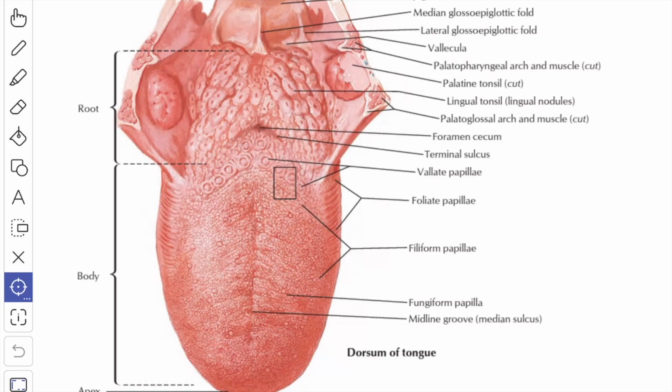The next papilla is the foliate papilla. So these are the foliate papilla. These are 3 or 4 vertical mucus folds affecting occasionally the margin of the tongue in front of the sulcus terminalis, and they also contain the taste buds. The foliate papillae are more prominent in rabbits.